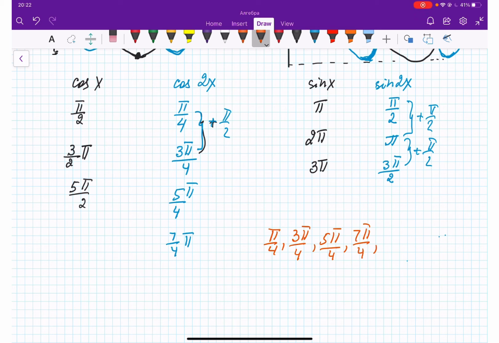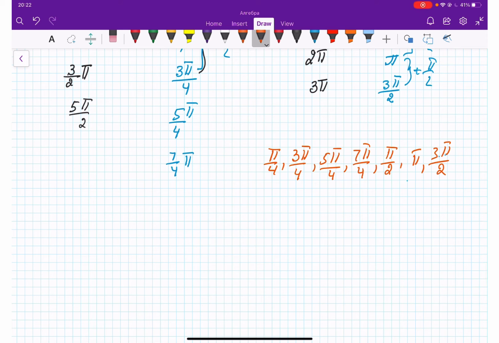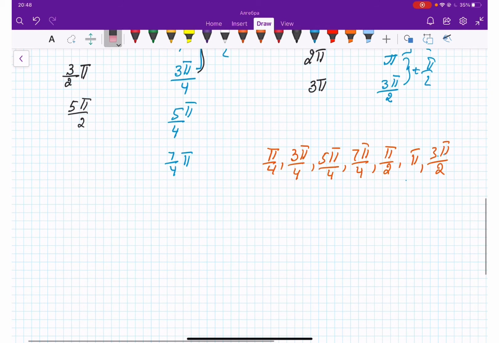And then we are moving to the critical points of sine 2x. It's going to be pi over 2, pi, and then 3 pi over 2. Now it's time to determine the intervals where the function is increasing or decreasing. Okay. So what was our first derivative? It was f prime equals negative 4 cosine 2x sine 2x.